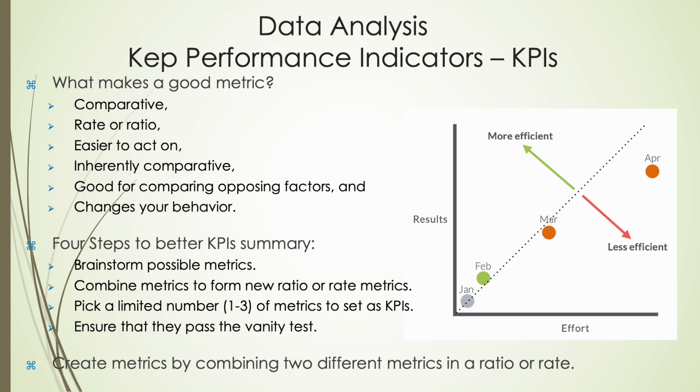To create better KPIs, follow these 4 steps. Start by brainstorming possible metrics. Then, combine those metrics to form new ratios or rates for more insightful comparisons. Afterward, select a limited number, ideally 1 to 3, of metrics to set as your KPIs. Ensure they pass the vanity test, meaning they measure what truly matters and not just superficial data. Finally, consider creating new metrics by combining 2 different metrics into a ratio or rate for deeper insights.